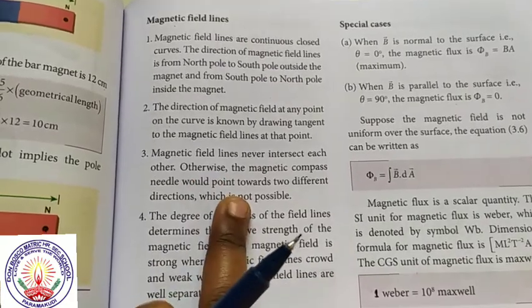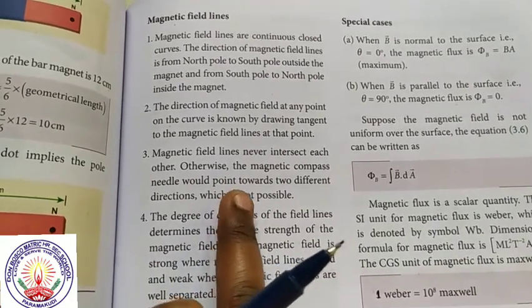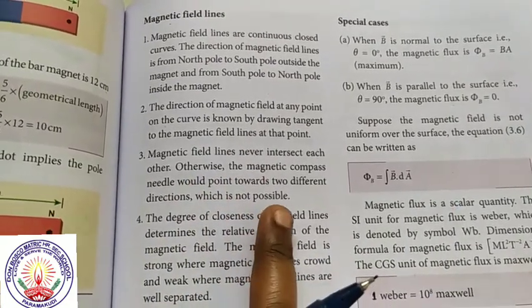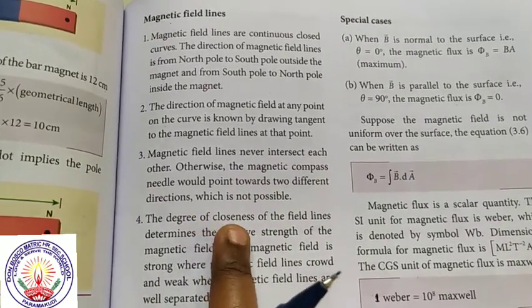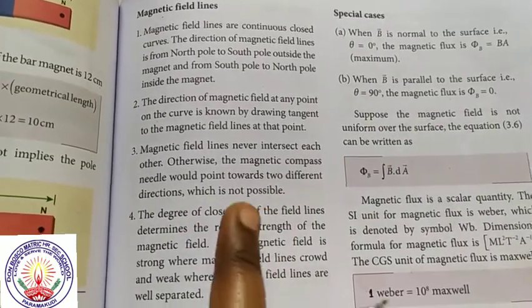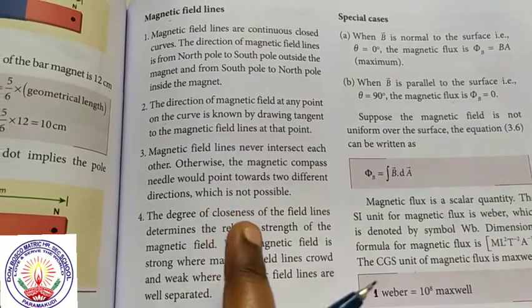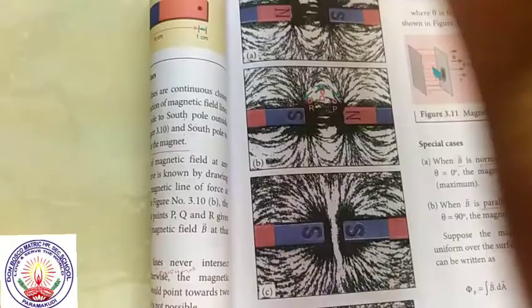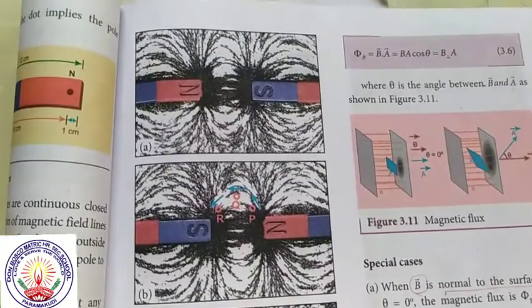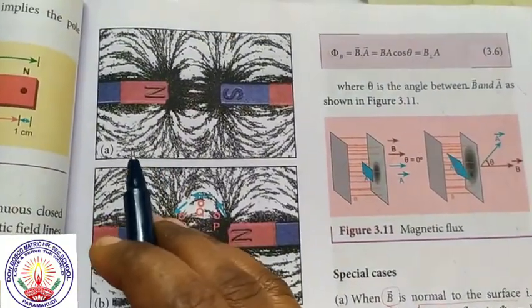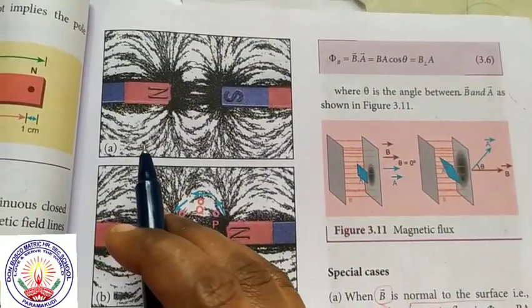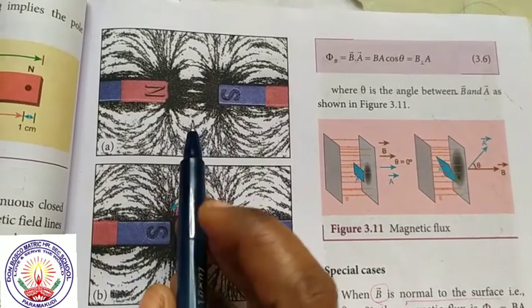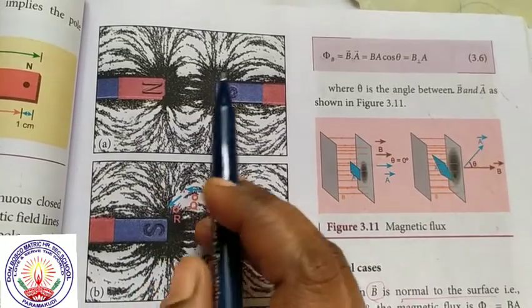So first of all, please look at this diagram. The diagram in last year's book will not be in this year's book. I will show you only that diagram, and we will work with it. The first one, look at this diagram. The first diagram: magnetic field lines are continuous closed curves.